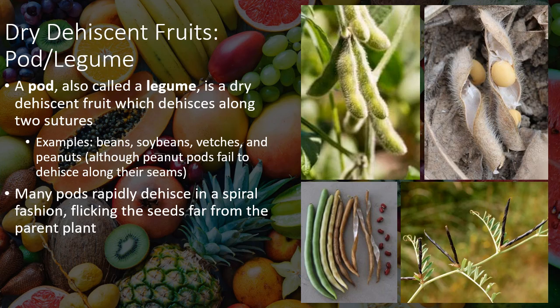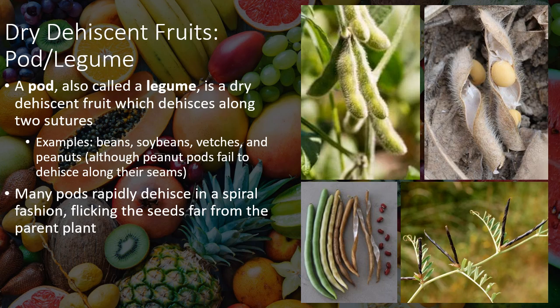If you look at the picture in the top half of the slide, we've got green soybeans that are not fully mature, and then on the other side, we've got a mature soybean that has split open or shattered and released its seeds. And you can see this really distinctive spiral pattern in the way that this pod breaks apart. Beans also do that, and in the bottom right corner, the pods of vetch also split into two portions that curl up.